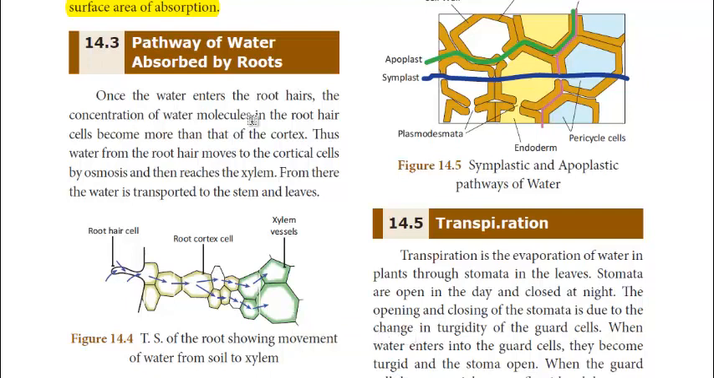We know, once the water enters the root hairs, the concentration of water molecules in the root hair cells becomes more than that of the cortex. Thus, water from the root hairs moves to the cortical cells by osmosis and then reaches the xylem. From there, the water is transported to the stem and leaf.